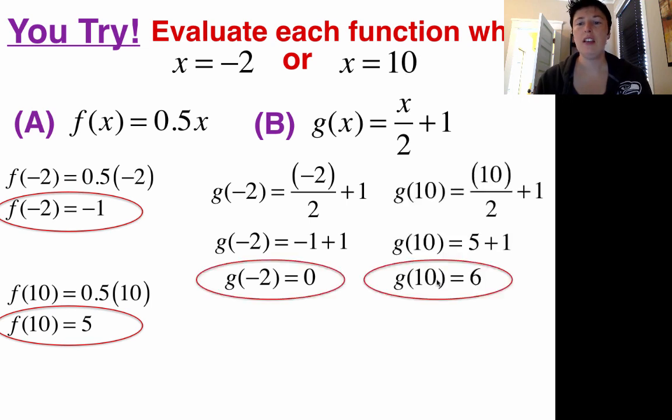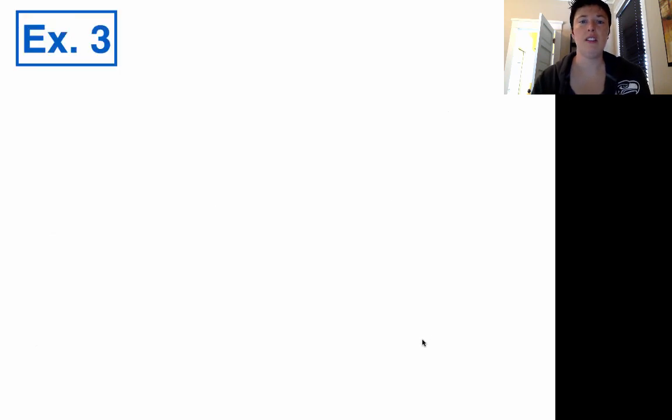Let's try it with 10. If I put 10 in, I'd have to do g of 10, and it would be 10 over 2 plus 1. And 10 divided by 2 is 5. So 5 plus 1 is 6. There's my output, 0 and 6. So g of -2 equals 0, and g of 10 equals 6. Those are my values. Okay, if you didn't get the same answer as me, look for your mistake. Try to backtrack through the video and see if you can figure out what you did differently than me, so that you can fix your own error and not make that mistake again.